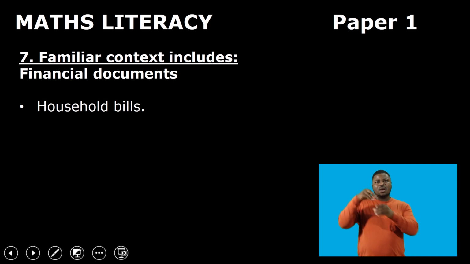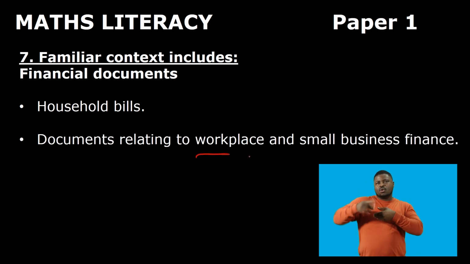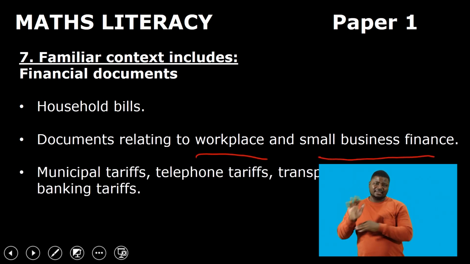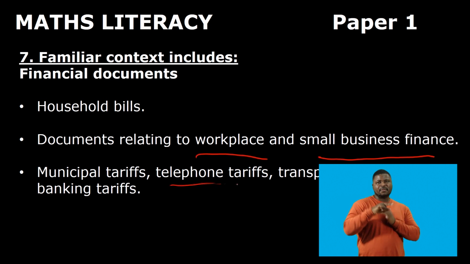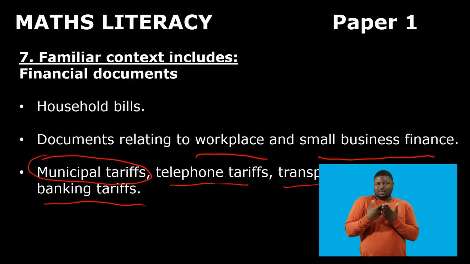It's going to be household bills, documents relating to workplace and small business finance, and then also municipal tariffs, telephone tariffs, transport tariffs, and banking tariffs as well. Remember, municipal tariffs can be either water or electricity and all your other rates and taxes.